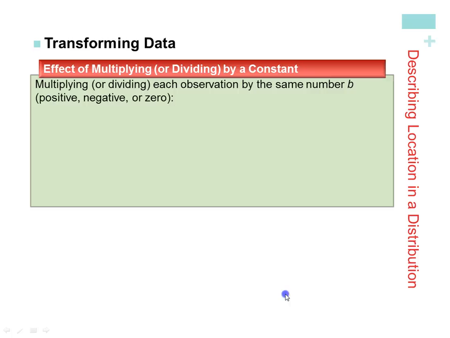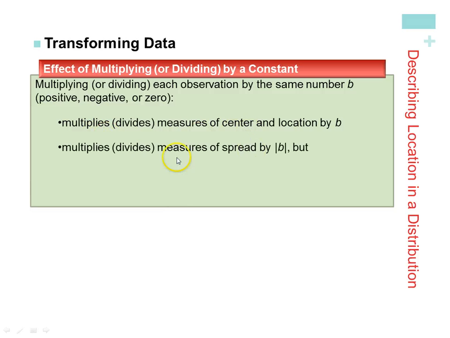Next, your rules for multiplying or dividing by the same number B, positive, negative, or 0. Multiplies the center and location by B. Multiplies the measure of spread by the absolute value of B. Remember, your spread can't be negative. It doesn't make any sense, right? But it still does not change the shape of the distribution.